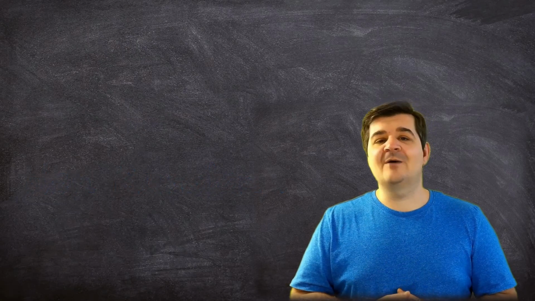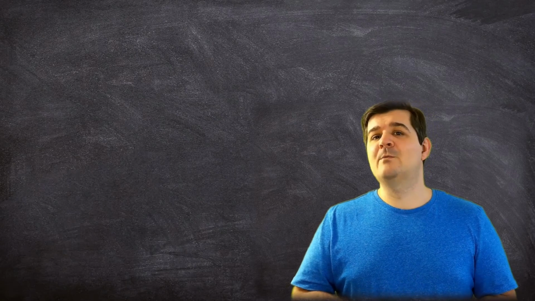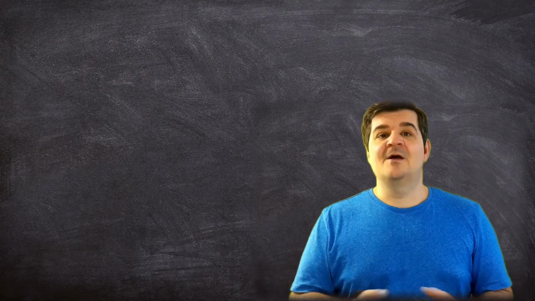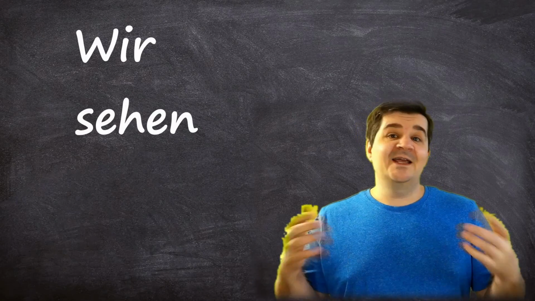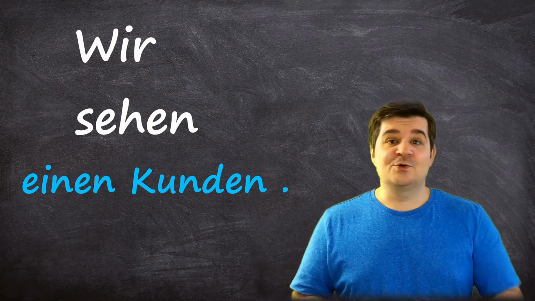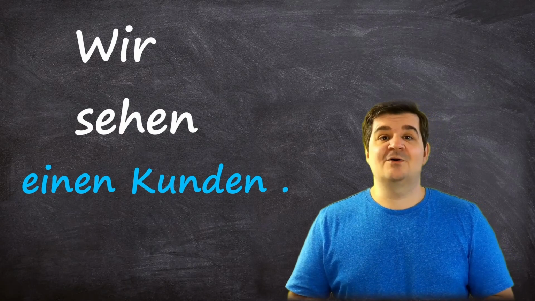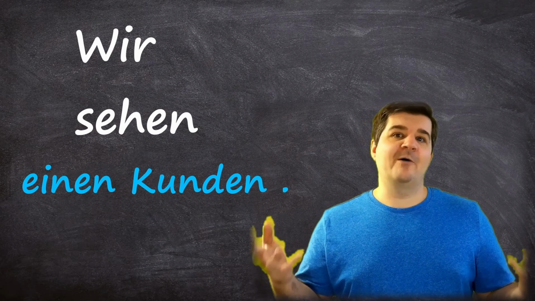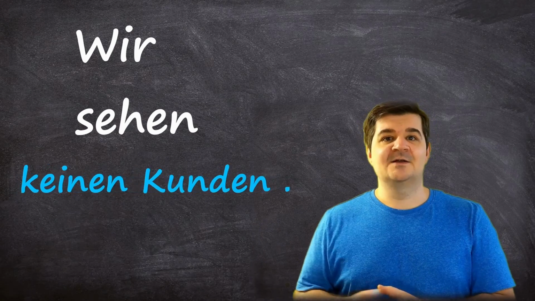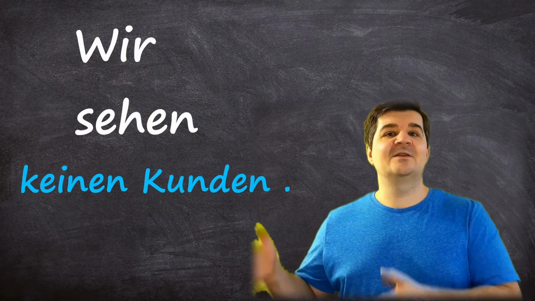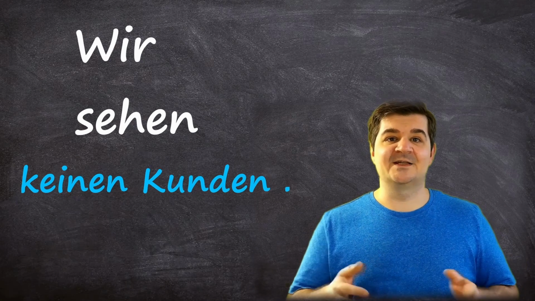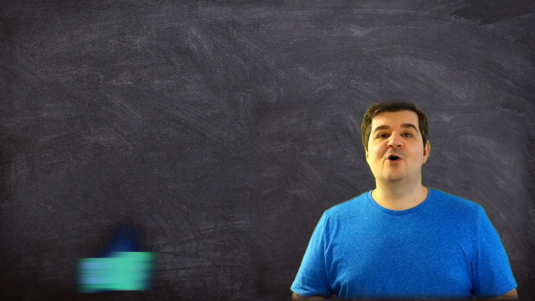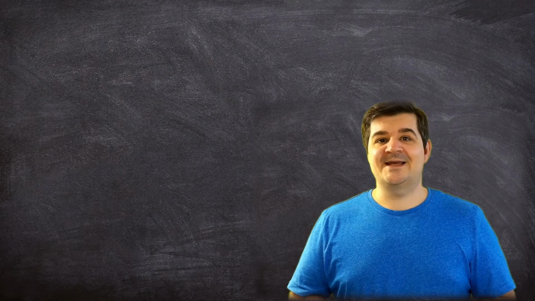If we don't want to talk about this person in a specific way, if you mean, again, some random client or some client around here, we would say, wir sehen einen Kunden, and it is obviously also one client. So, wir sehen einen Kunden. If we don't see any client, we obviously will have here keinen. So, wir sehen keinen Kunden.